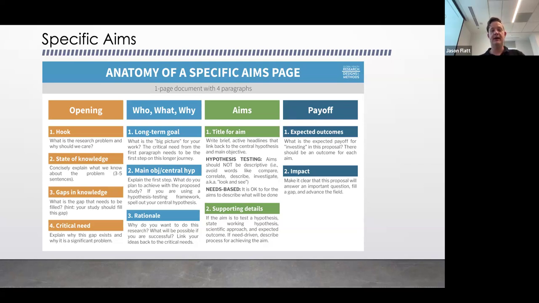And then the final paragraph of your aims page is typically the payoff. What is going to happen because of this? What's the value of accomplishing this research? Will it set you up for a future clinical trial or intervention? Or is it going to lead to you doing a larger study? So you need to really describe why they should invest in your work.